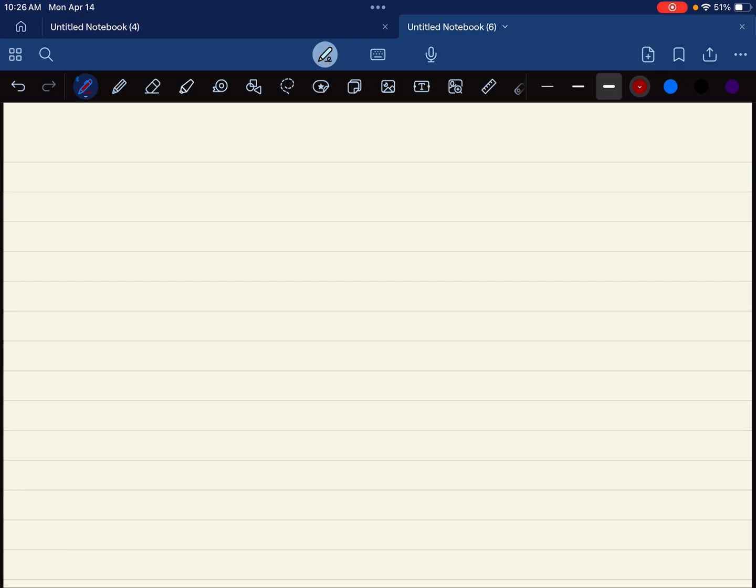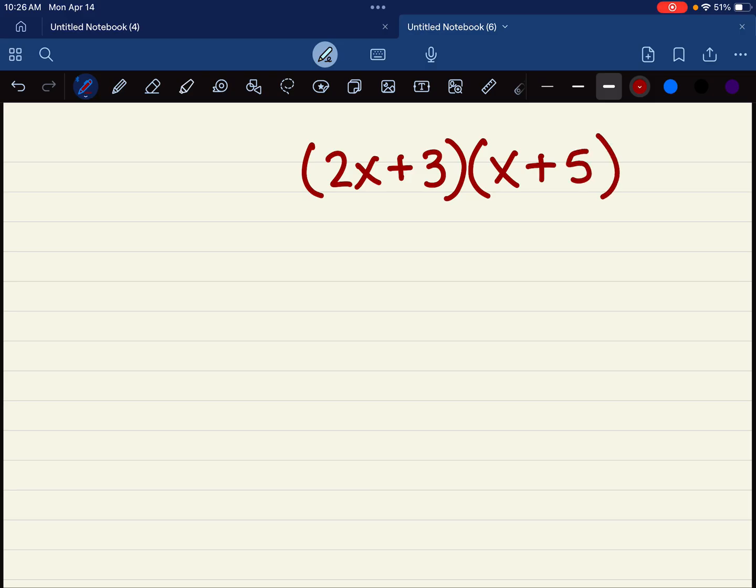So here's our first problem. 2x plus 3 times x plus 5. Now, does anyone have any thoughts using what we learned last week on how we could solve this? What did we use last week? We distributed, right? So, does anyone have thoughts on how we could use that to solve this?